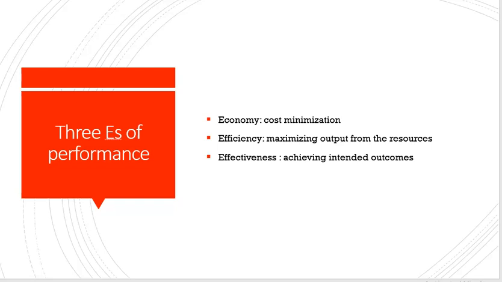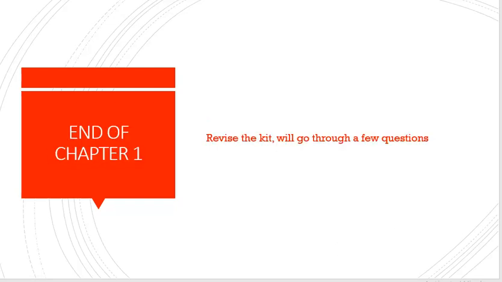Now, to ensure that we perform in not-for-profit organizations, there are three issues we consider: economy, efficiency, and effectiveness. People call them value for money. Economy is there to minimize cost, so let's minimize cost as far as we can. Efficiency is there to maximize output from the resources that we have. Then effectiveness is there to achieve the intended outcome. So from the resources that we have, let's achieve the intended outcomes.